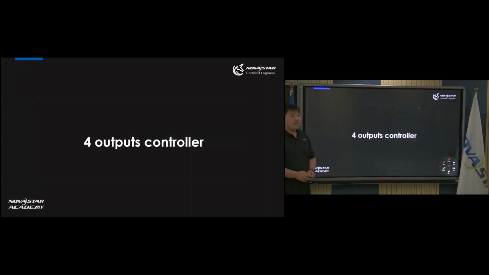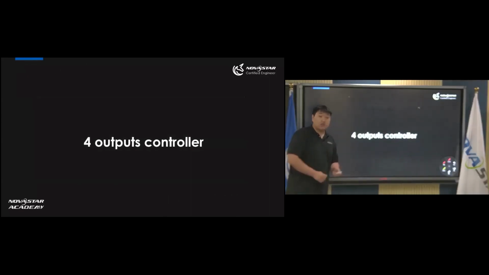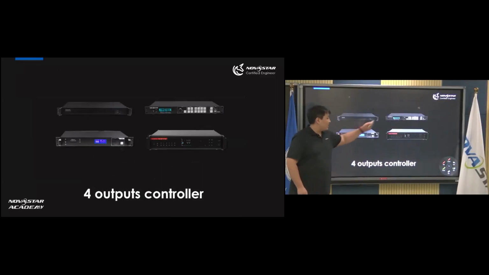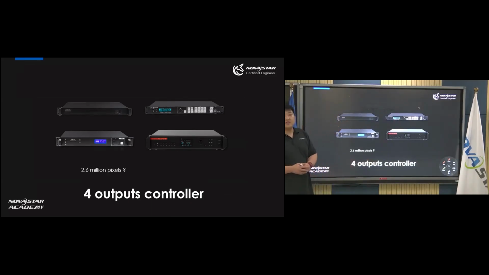All right, so the classic controllers like the M control 600, VX4S 660, and Nova Pro HP, those are all the full output controllers. And what about the loading capacity of them? Is that 2.6 million pixels?